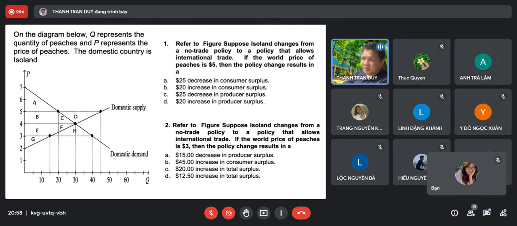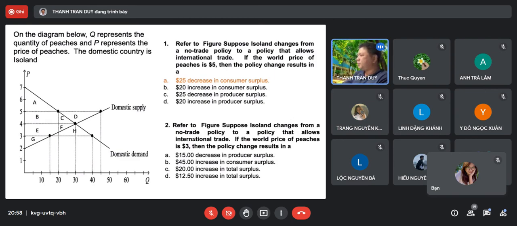Because if we have a closed economy, consumer surplus is A, B, C. Now consumers have only A. So consumer surplus decreases? Yes. But how much? Now consumers lose B, C. B, C, how much? It's a triangle. One side is 20, the other 30, and it's exactly 25. Oh, A is the best answer. All right, A is the best answer.